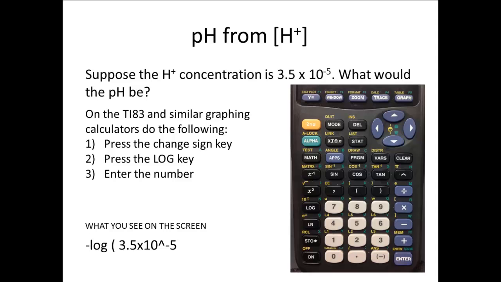3.5 times 10, the little caret, minus 5, showing it's the exponent. Then close the parentheses. Once you have the right number, press enter and the answer will appear. In this case, 4.455931956.